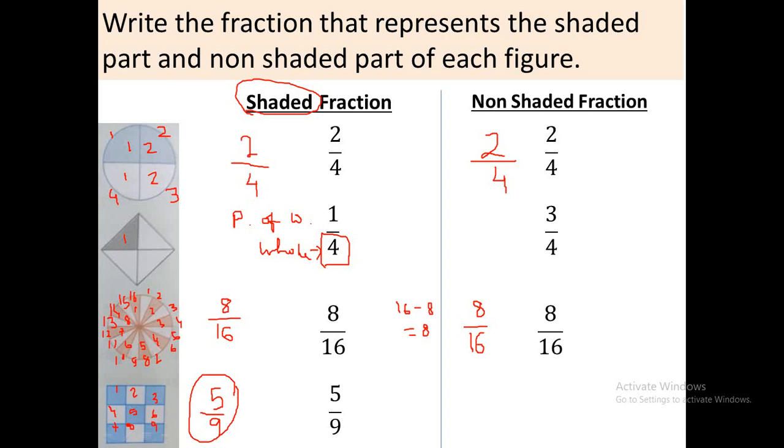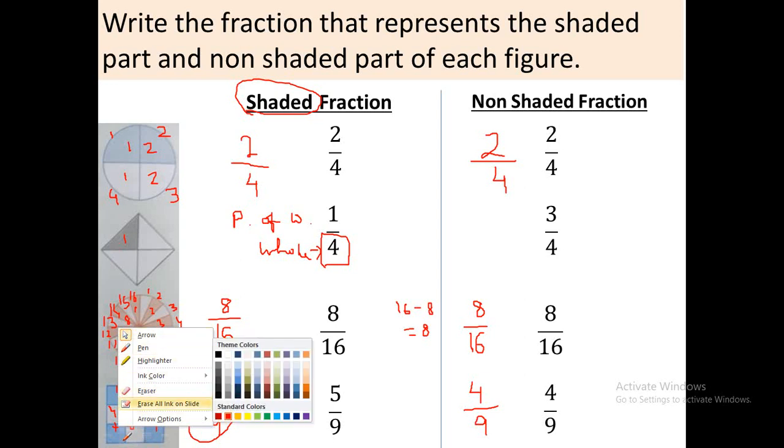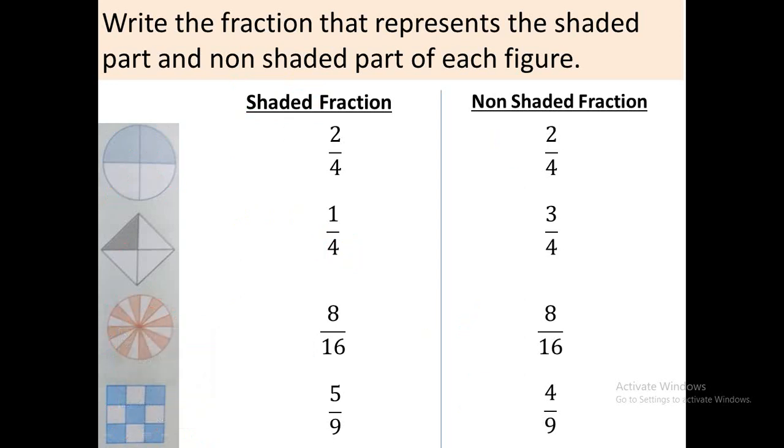In the non-shaded fraction, how many non-shaded parts are here? So 9 less 5 equals 4. Else you can count from here also. 1, 2, 3, 4. So it is 4 by the whole, that is 9. So 4 by 9, right? So now I hope all of you understood how to write fractions.